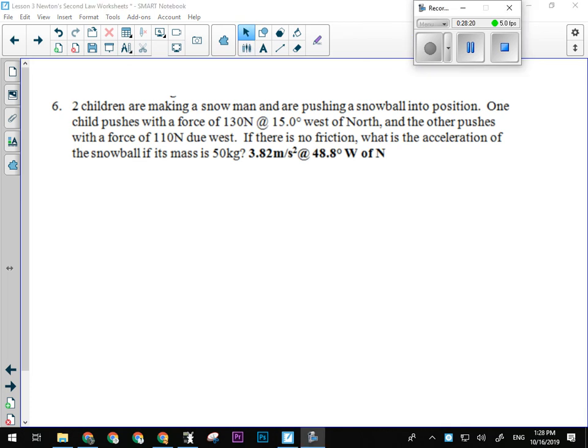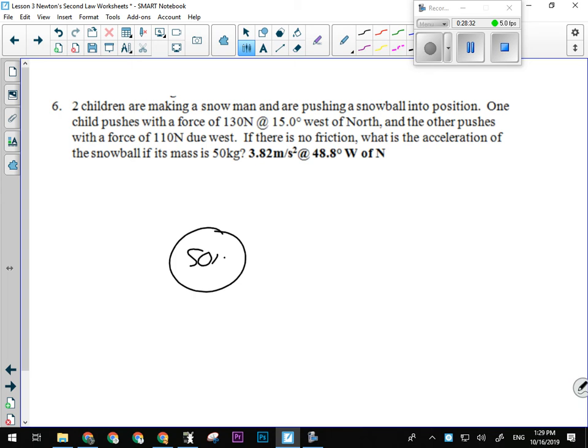Let's start this one out with just the two diagrams, and then I'll give you some more time on this one. So we've got the snowball. The snowball has a mass of 50 kilograms. It's being pushed in two different directions. One person is pushing with 130 newtons, 15 degrees west of north. So there's north, 15 degrees west of north would look like that. So we've got 130 newtons going that way, and then 110 newtons due west.